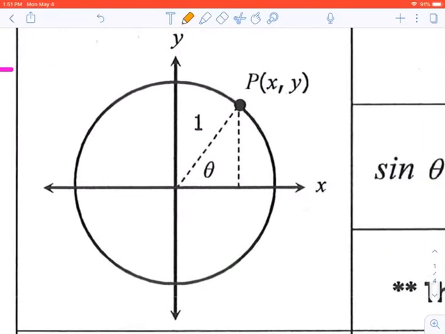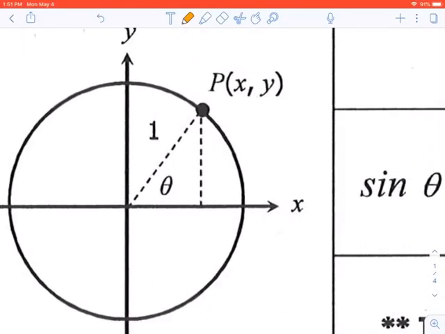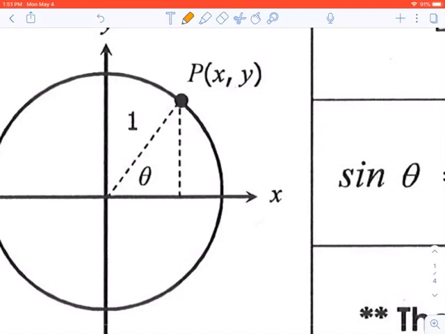But now the radius is 1, okay? And so you're going to go out on the x and up on the y for this point (x, y), but the radius will always be 1 here, okay? And that makes it a unit circle.